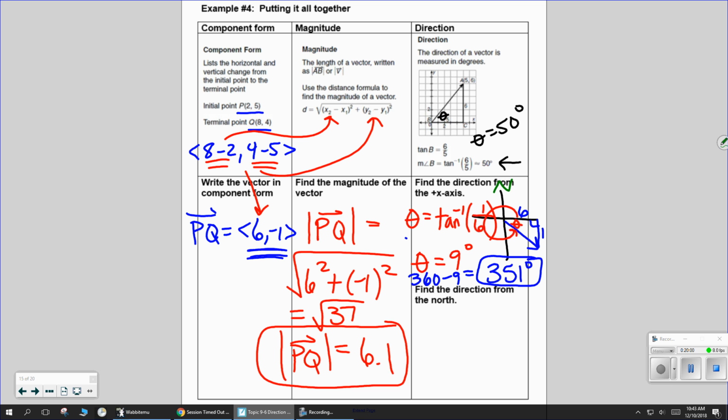All right, and then direction from the north. What's the shortest distance to the vector from the north? It's going towards the east side. So I know this is 90, and I already found this angle to be 9. So I just need to do 90 plus 9, which would be 99 degrees east of north. So my direction from the north, 99 degrees east of north.